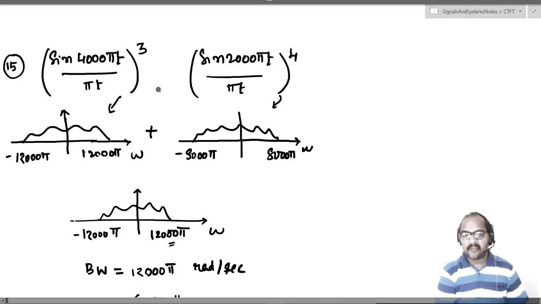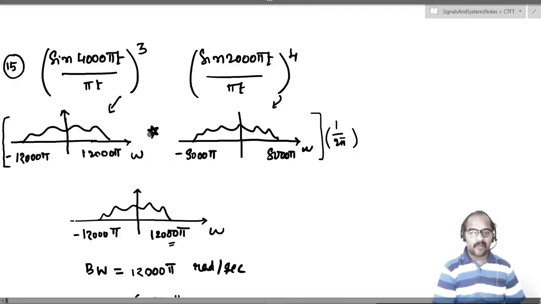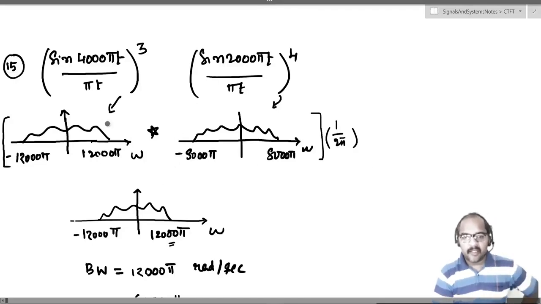Because these signals are getting multiplied, what happens in frequency domain? The corresponding Fourier transforms should get convolved. So if you convolve these two functions, what will happen here? 1 by 2 pi is there. This whole thing is multiplied with 1 by 2 pi, because we are multiplying in time domain. In frequency domain, 1 by 2 pi will come, multiplied with the convolution of this one's Fourier transform and that one's Fourier transform.